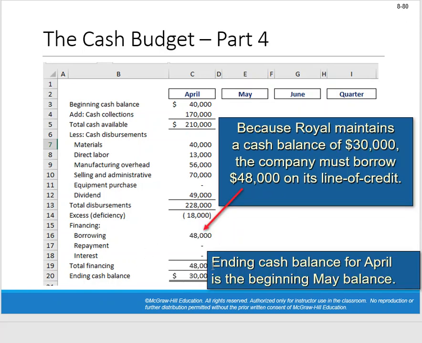Right now, we don't do anything with that. We're not going to compute our interest until it's time to repay. So we assume we borrow on the first day of the month, and when we're able to, we will be paying that back on the last day of the month, and we'll deal with the interest computation then.